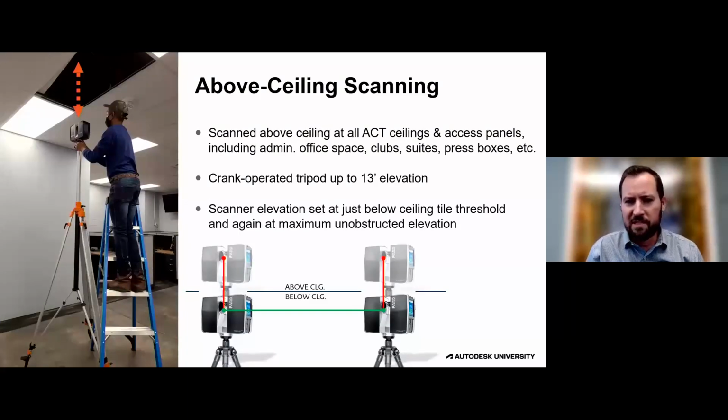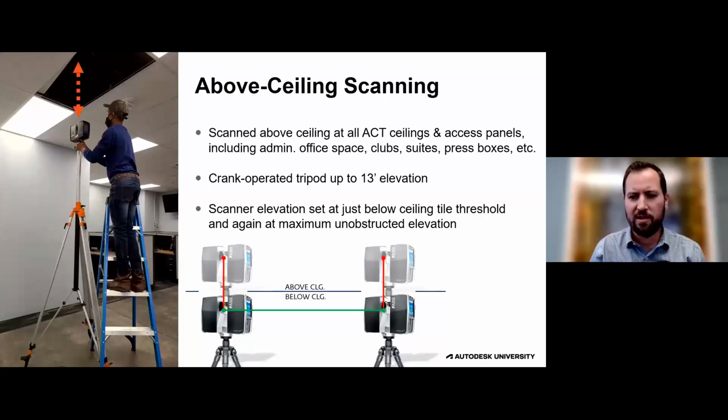Here's a look at our above ceiling scanning process. We used an elevating tripod that allowed us to crank the scanner up to as high as 13-foot elevation. We scanned above all ACT ceilings and access panels where we could access the ceiling to see the interstitial space above, and most importantly, the structure above. In many cases we would pop ceiling tiles and it would be too congested. We'd have to try again, popping a ceiling tile in a less congested space to try to see more data. So that was a constant slow-moving process with the ceiling tile removal, the crank-operated tripod scanner, and using a ladder for access as well.